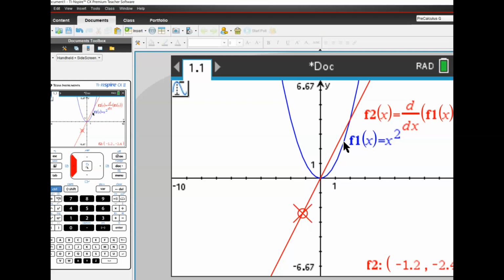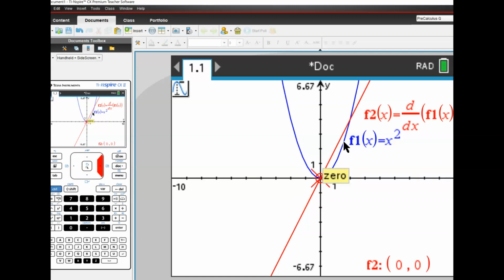Yeah. So this is telling me when I put in -1.2 for x into x squared, what is the slope for my parabola at -1.2? It's -2.4. What is the slope at -2.1? -4.2. So it's telling me the slope, which is the y of my red graph, at the x of my blue graph.